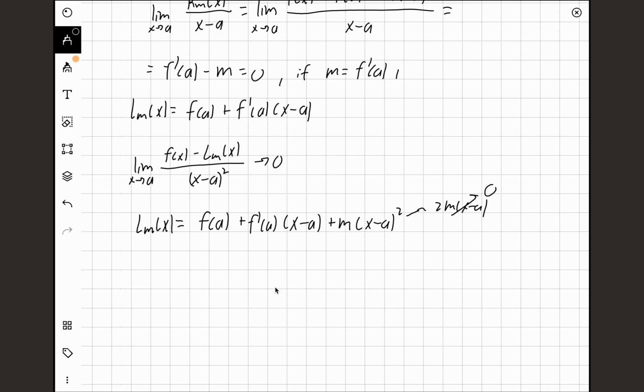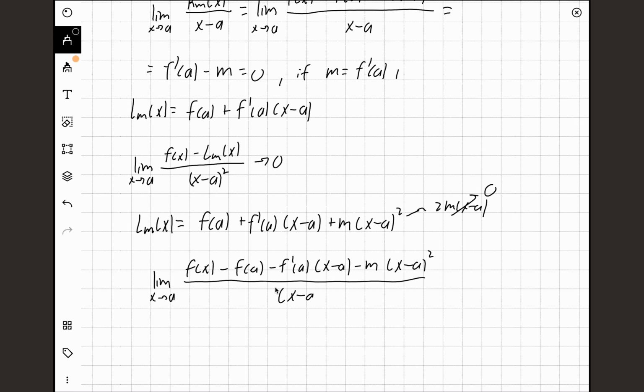So basically, you already know how this game works. We take the limit as x goes to a of f of x minus all of this, so minus f of a, minus f prime of a times x minus a, minus m times x minus a squared, and then we want this over x minus a squared to go to 0. So now, just as we found what the linear coefficient has to equal for the linear term to go to 0, we want to find an m such that this goes to 0.